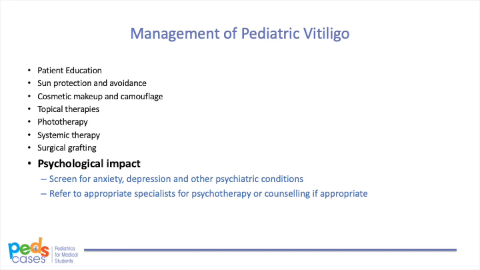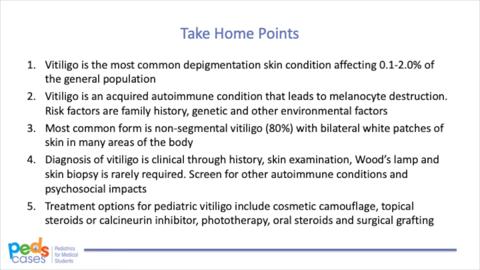We hope you found our podcast helpful and learned something new. Here are some quick take-home messages for you. Number 1. Vitiligo is the most common depigmentation skin condition affecting 0.1 to 2% of the general population, with half of these cases presenting during childhood.